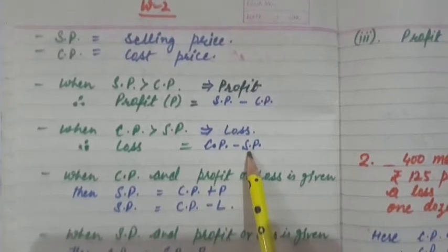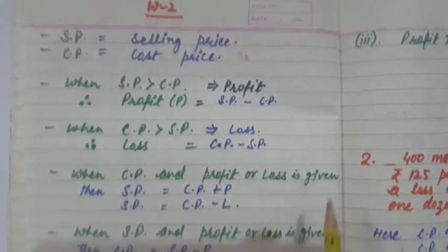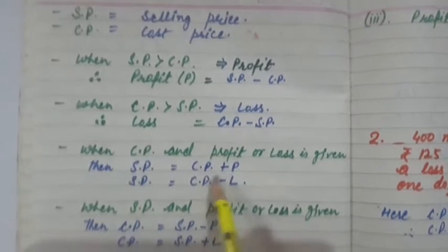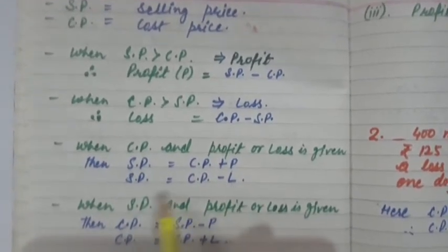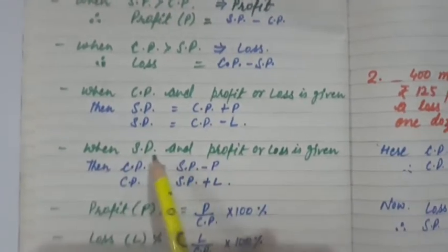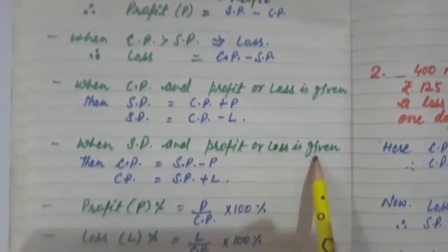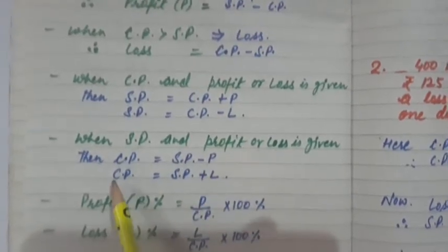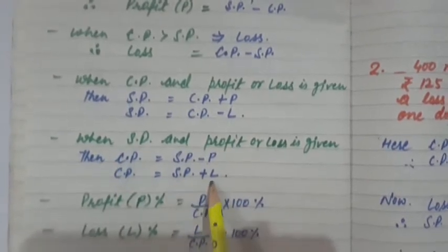When CP and profit or loss percent is given, in that case SP is equal to CP plus profit, and CP minus loss. When SP is given and profit or loss are given, in that case CP is equal to SP minus profit, and when loss is given, in that case CP is equal to SP plus loss.